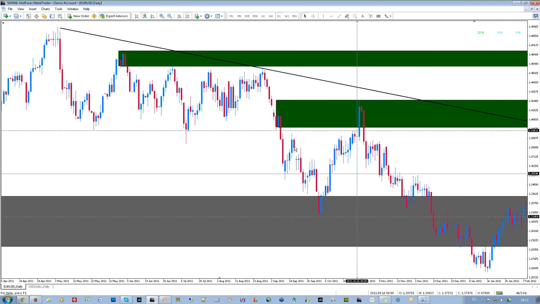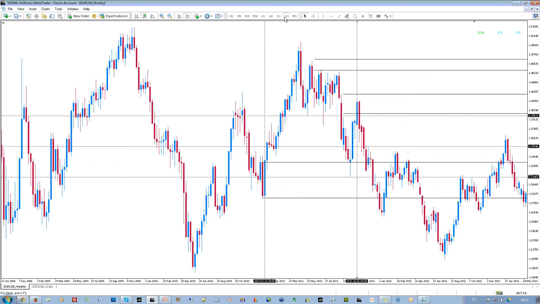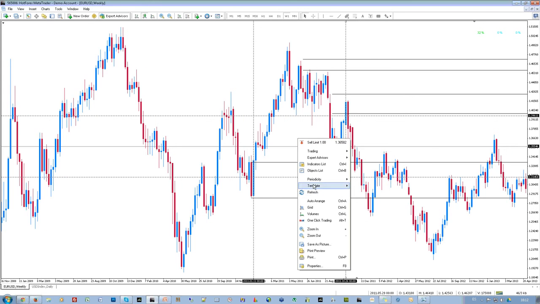But I wouldn't have traded this one because it was retested. I would have waited for the upper one. But that's a matter for another video. A lot of practice.